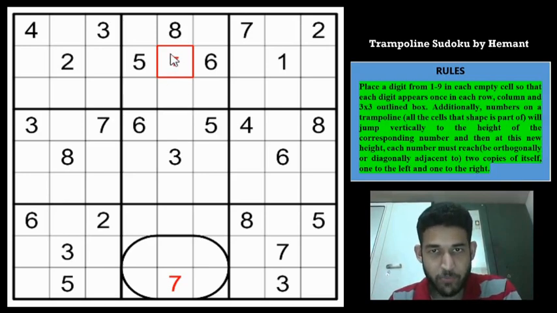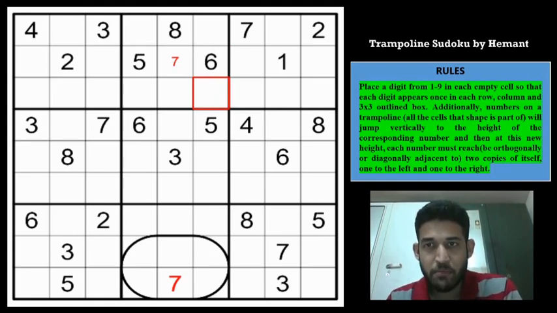And then at this position, on the left side diagonally as well as orthogonally, it will have exactly 1 instance of 7. And on the right side, orthogonally as well as diagonally, it will have exactly 1 7. So that is what it means when it says, at the new height, each number must be orthogonally or diagonally adjacent to 2 copies of itself, one to the left and one to the right.